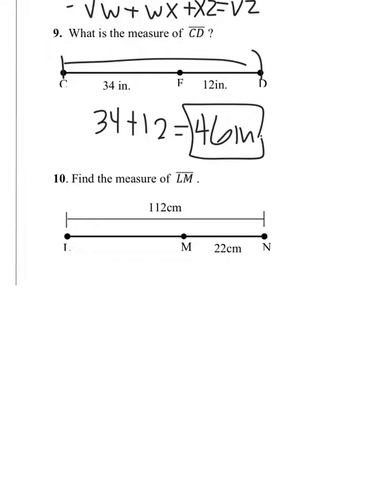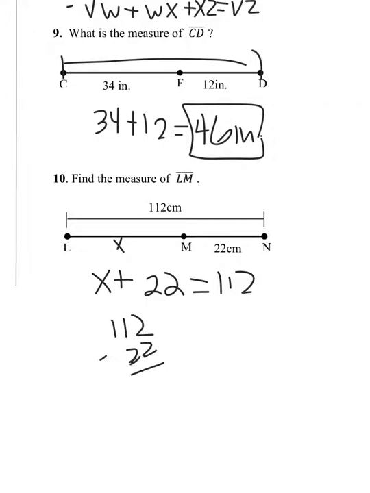Find the measure of LM. So this time we have the whole thing. We don't know what LM is. We know MN is 22. So this is subtraction. And that's 90. So real simple.